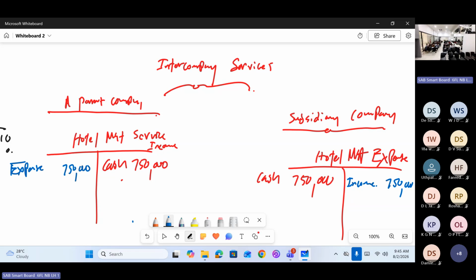No, subsidiary accounts. Subsidiary return is not credit. Then what are we going to do? See, subsidiary return is the down.